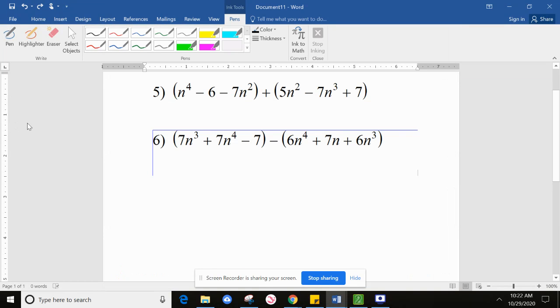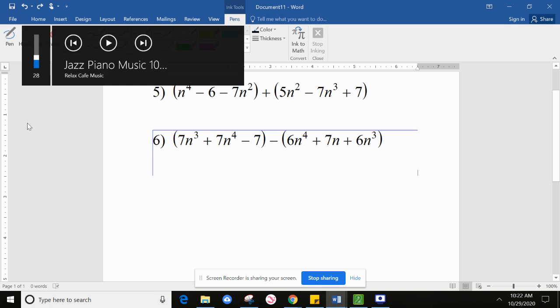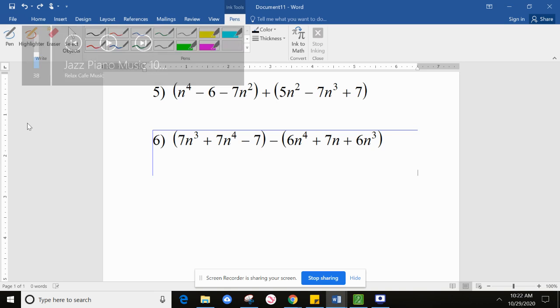I want to talk to you about how to add and subtract some polynomials. This is essentially just combining like terms, which you are all good at this point in algebra. These are two examples. One's addition, one's subtraction, and let's just go ahead and get started.